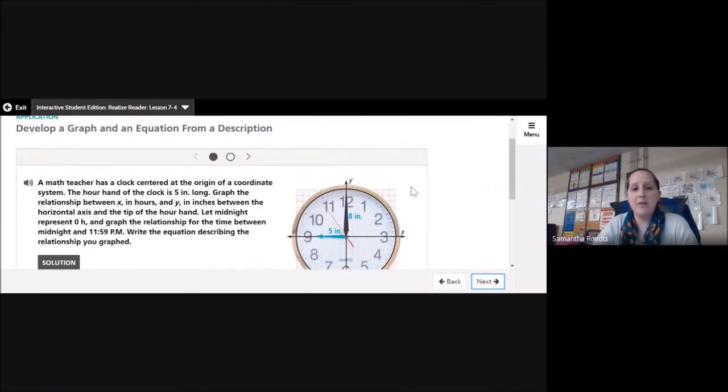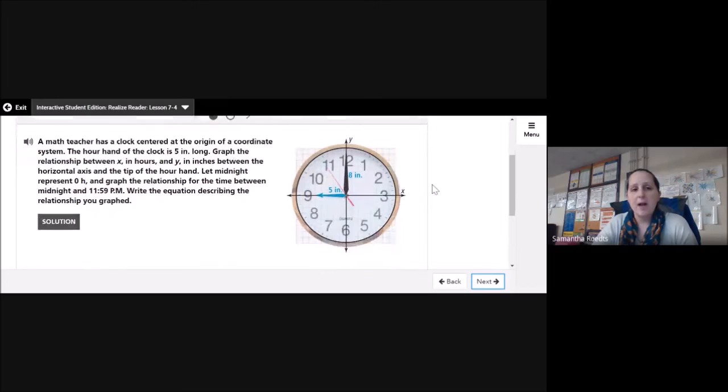Example 4, develop a graph and an equation from a description. A math teacher has a clock centered at the origin of a coordinate system. The hour hand of the clock is 5 inches long. So here's the hour hand. Graph the relationship between x in hours and y in inches between the horizontal axis and the tip of the hour hand. Let midnight represent 0 h. Graph the relationship for the time between midnight and 11:59 p.m. Write the equation describing the relationship you graphed.